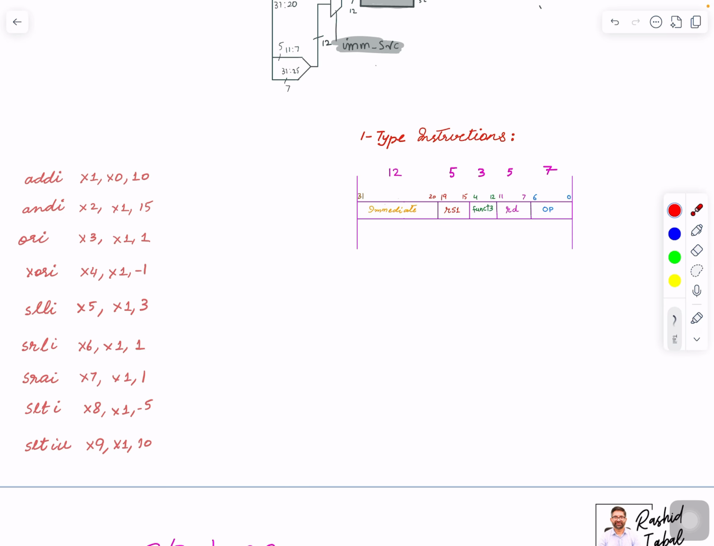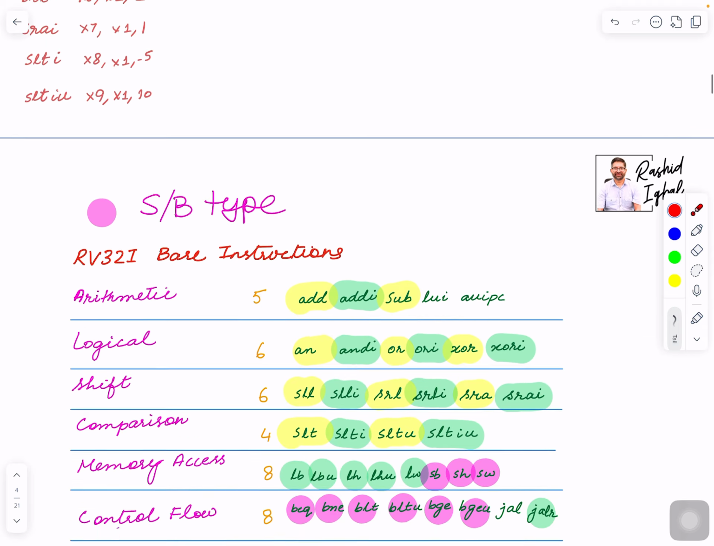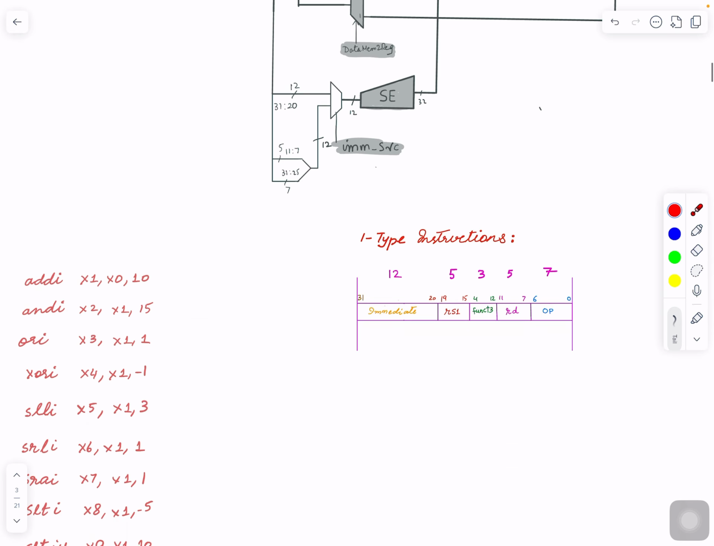And similarly, this is our shift: the content of x1 shifted left by 3. Shift right logical: x1 shifts to the right side and puts zeros in the most significant places. And arithmetic, you shift it with the sign going into the most significant bits. Set if x1 is less than -5, then we set this to 1, else 0. Similarly, this one is for unsigned. So you understand the concept, right? These are all the instructions, and I think that's it.